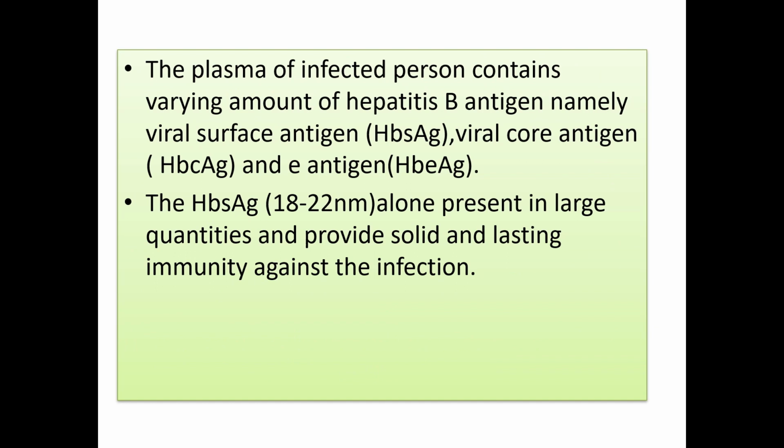Plasma of an infected person contains many antigens. Especially the three important antigens present in the plasma are viral surface antigen HBsAg, the viral core antigen HBcAg, and E antigen HBeAg. Among the three antigens, the surface antigen is present in large quantities and they provide solid and lasting immunity against the infections.